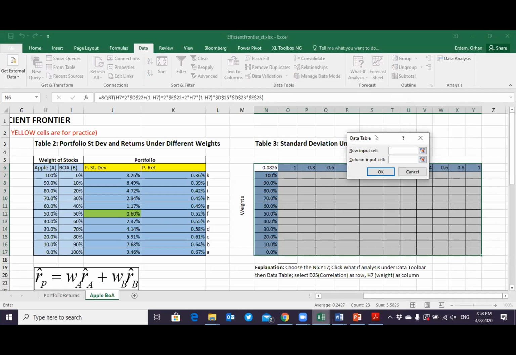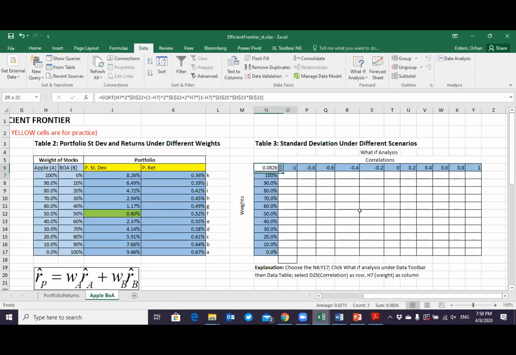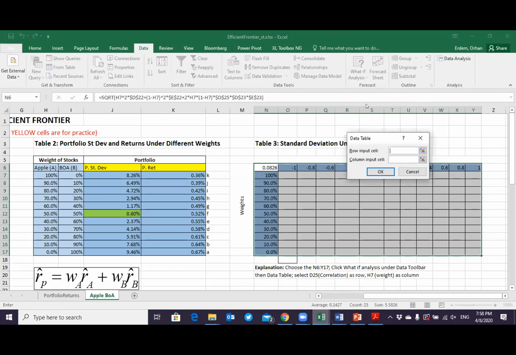Are you with me? Yes. What did you click again? Once again, select the whole table, go to data here, and then from data, click what-if analysis and data table.